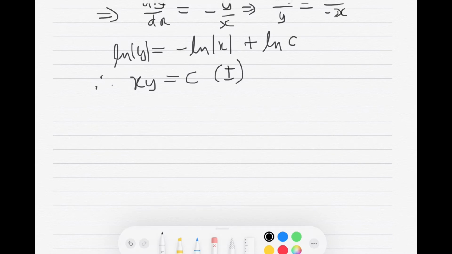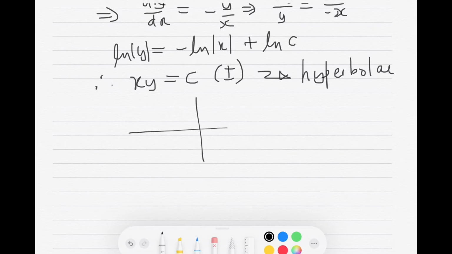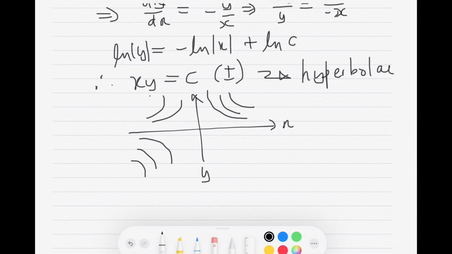Now for whether c is positive or negative, we know these give us hyperbolas, a family of hyperbolas. So these in fact are a family of hyperbolas. And if we were to sketch this on an xy system, and since c is an arbitrary constant, if c is positive, what we end up with are hyperbolas that do that. Okay, and if c is negative, we have hyperbolas that do that.